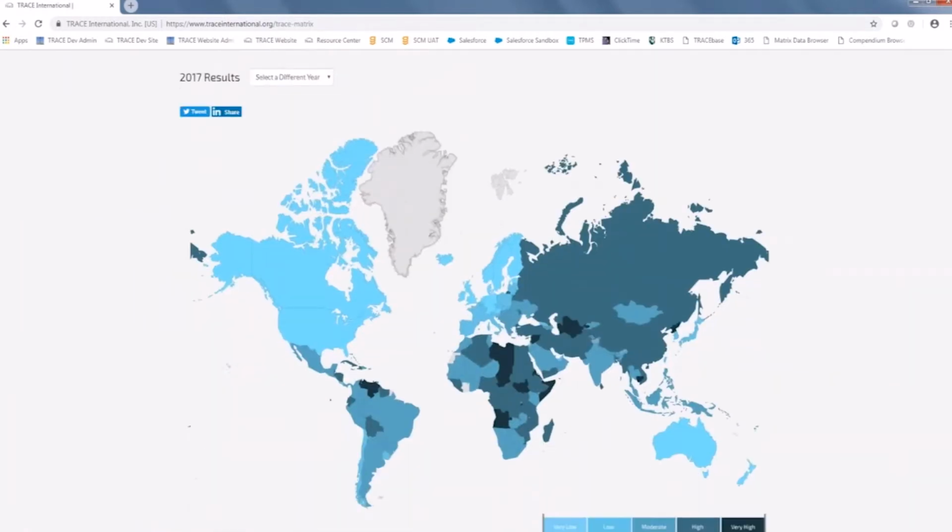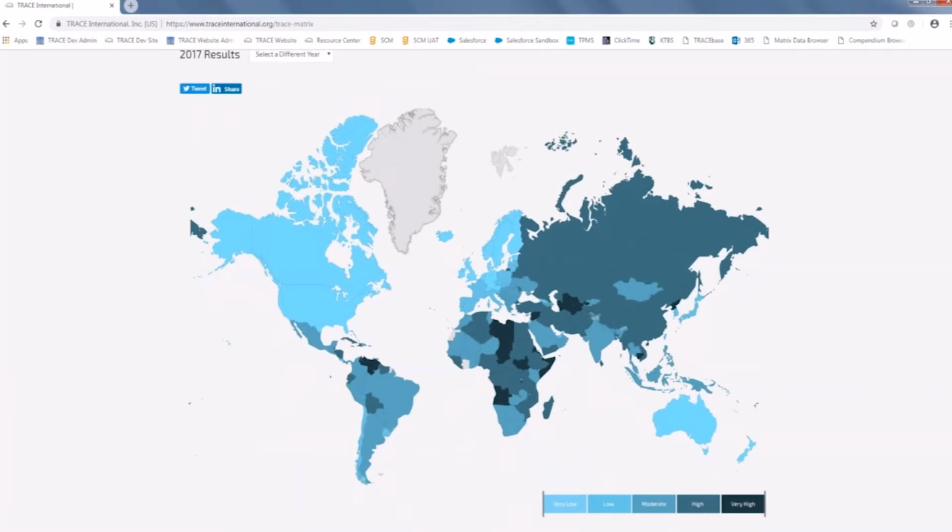But you can see that it's a ranking of countries and an assessment of the degree of business bribery risk that we believe exists in each country on the basis of our analysis of a number of underlying data points, ranging from the very low to the very high. Now, the map here is representing only the total risk score.